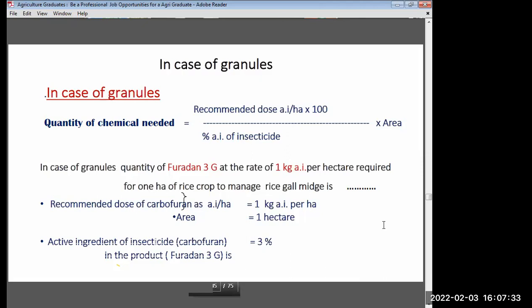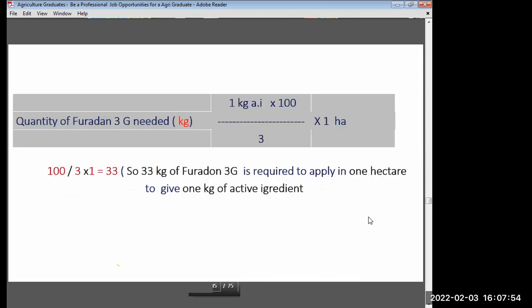1 into 100, it has to be divided by the active ingredient of the insecticide, 3G. 100 divided by 3 means 33.33 kg, into area 1 hectare. Please come to the next. So when you apply the formula, it works out to 33 kg of Furadan.